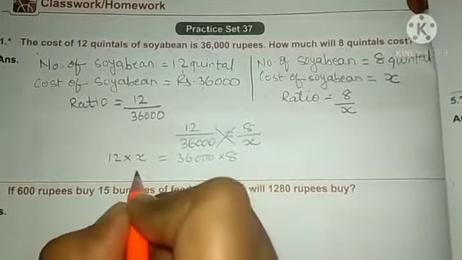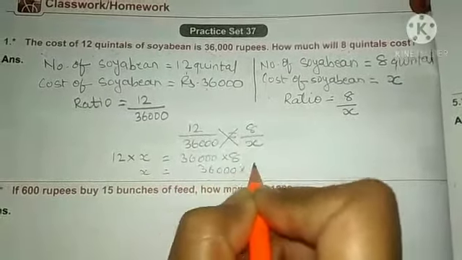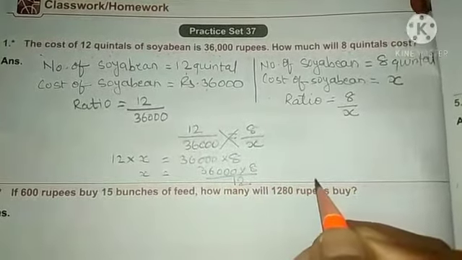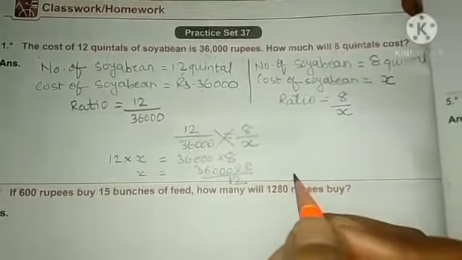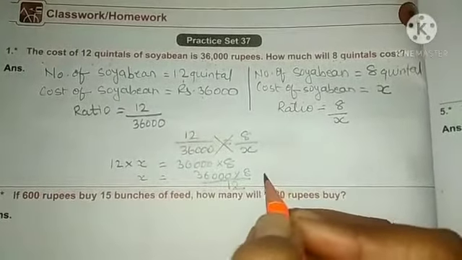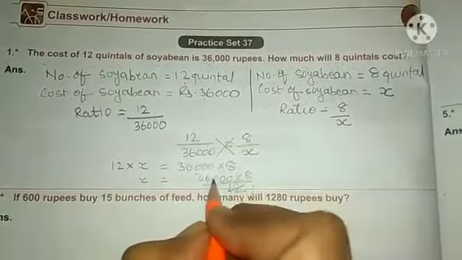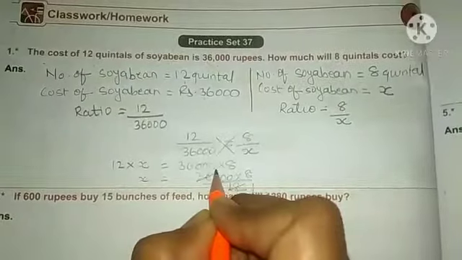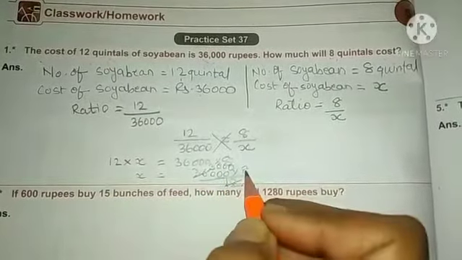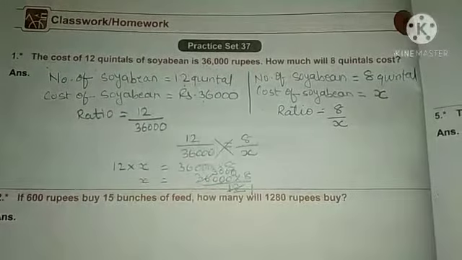Clear? So how you will do? X is equal to 36,000 multiplied by 8 divided by 12. Clear? Now what you will do? Now we have to divide. So here you will take 12 ones are 12. Clear? 12 threes are 36, 12 zeros are 0, 12 zeros are 0 and 12 zeros are 0. What you will get over here? You will get that is 3000.